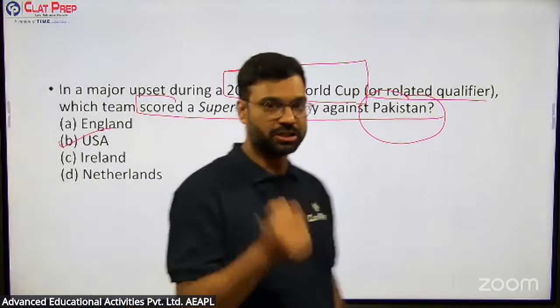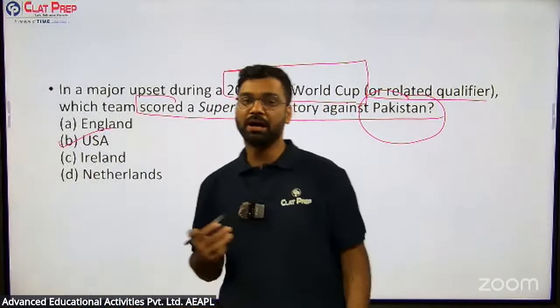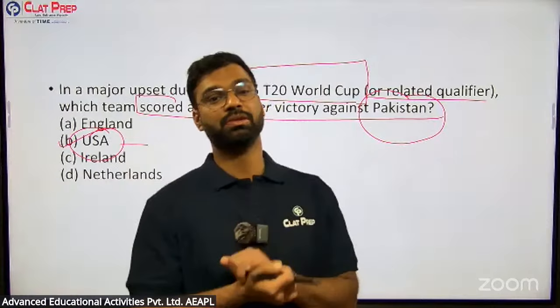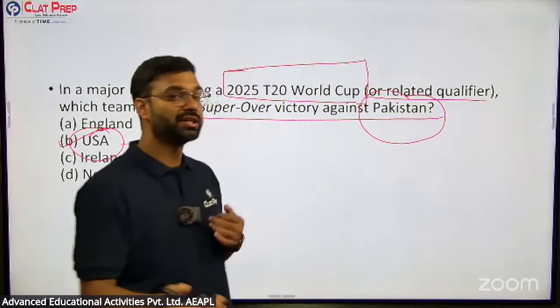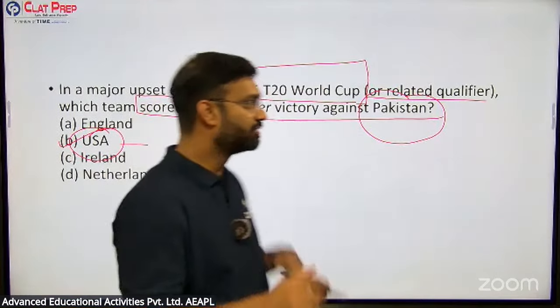considered as one of the major upsets, because if you see, Pakistan has been playing cricket for a very long time, for almost 70-75 years now, but USA has started playing cricket very recently. Because if you see, the 2028 Olympics is when cricket is expected to be introduced in the Olympics, and to prepare for the Olympics, USA has created their own cricket team and they've started playing cricket.